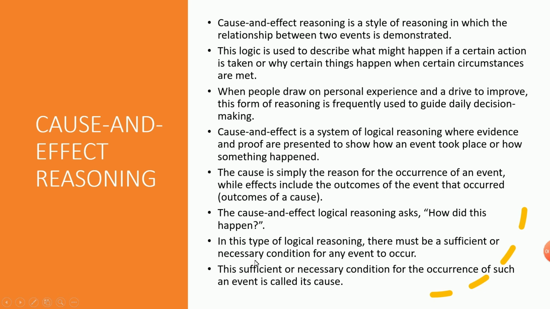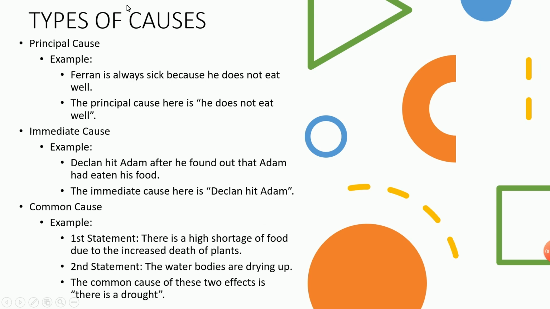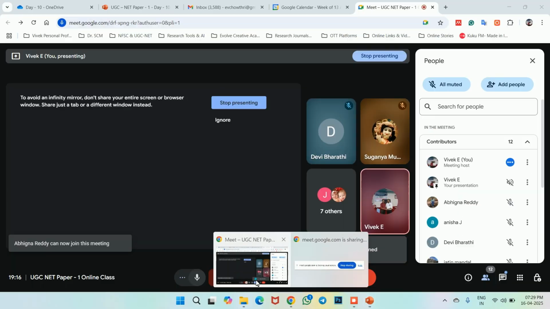There must be a sufficient or necessary condition for any event to occur. If we have to find this kind of reasoning, there must be a sufficient or necessary condition for any event to occur. That is known as the cause. Here we have three types of cause. One is principal cause, another is immediate cause, and the third one is common cause.